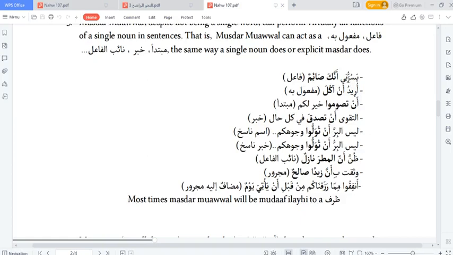Yasurruni annaka sa'imun. It makes me happy that you are fasting. So this annaka sa'imun is acting as the fa'il, because when we have a fi'l, we have to have the fa'il. So yasurruni annaka sa'imun, this whole masdar mu'awwal is acting as the fa'il. Uridu an akula, I want to eat.